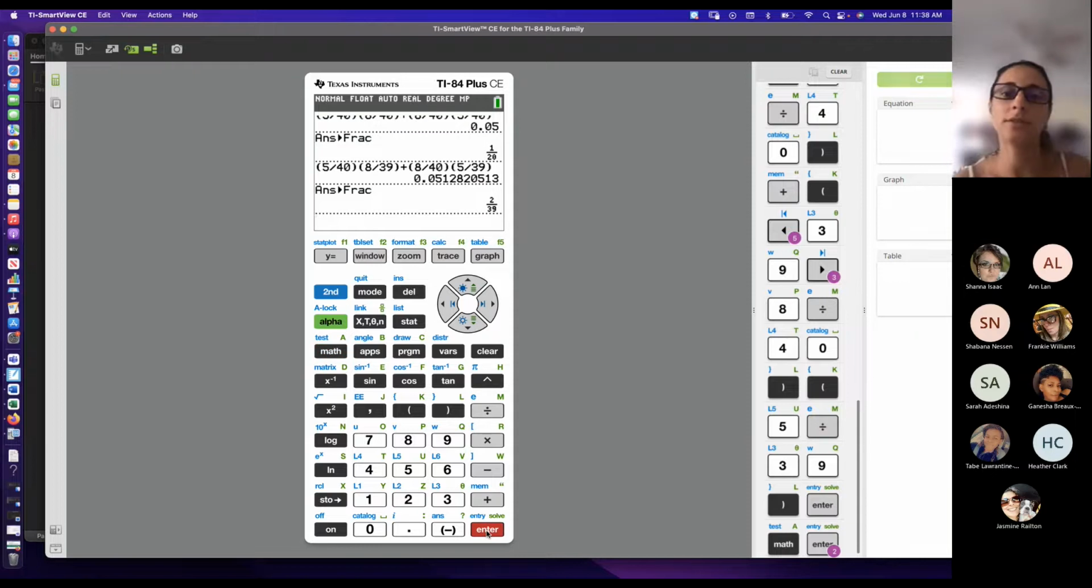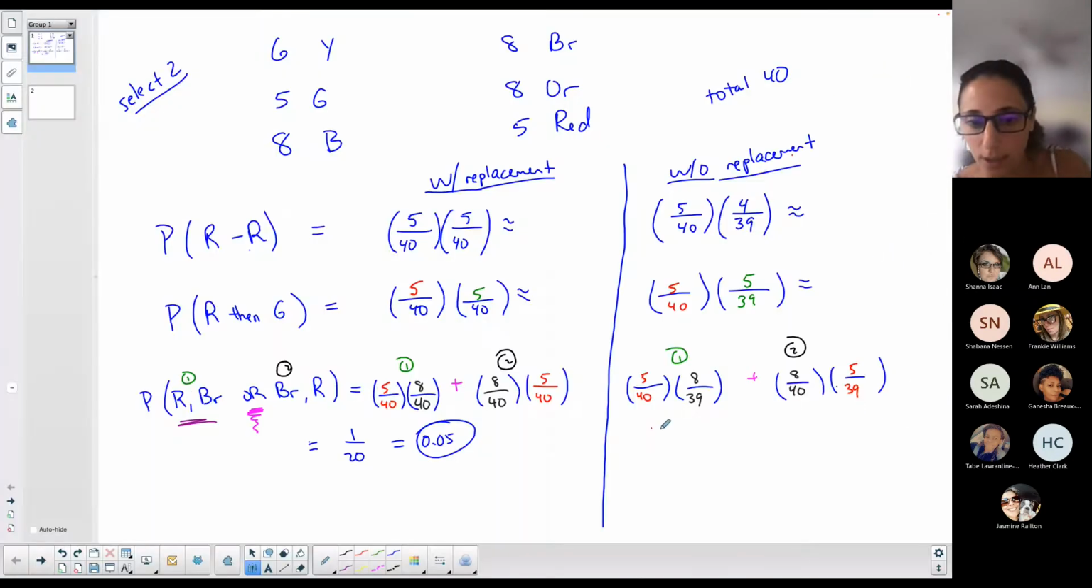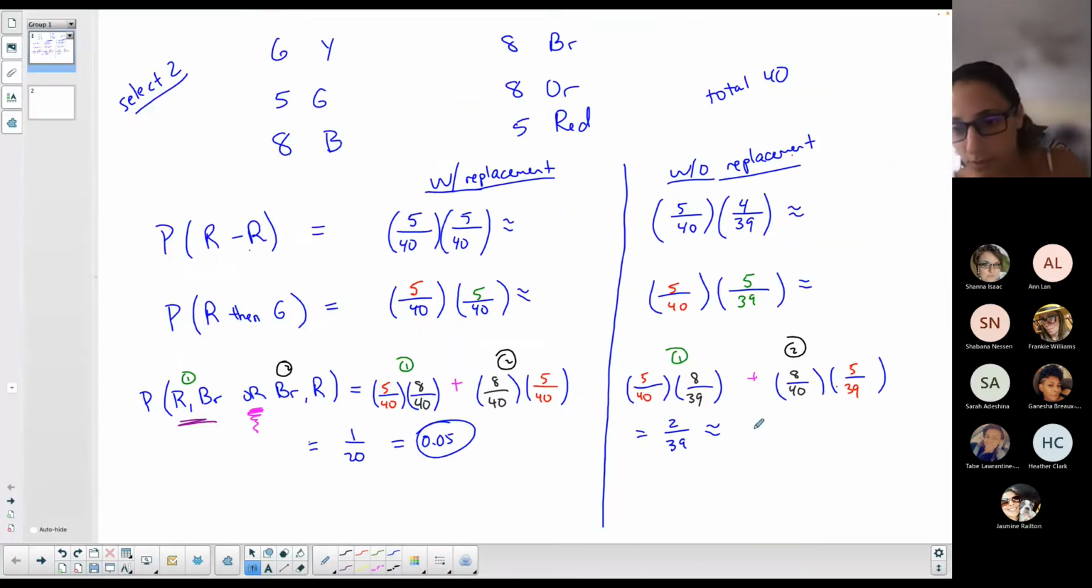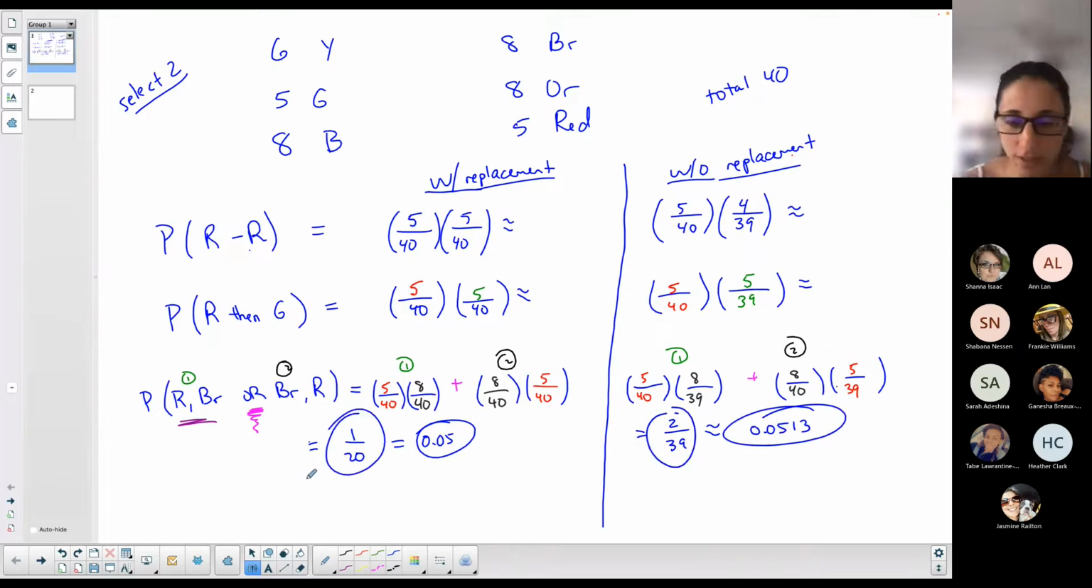2 out of 39. So this is equivalent to the simplified fraction 2 out of 39, which is approximately, if I'm rounding, 0.0513, rounding to 4 digits. So, you know, you got choices. It increased a little bit, which is interesting.